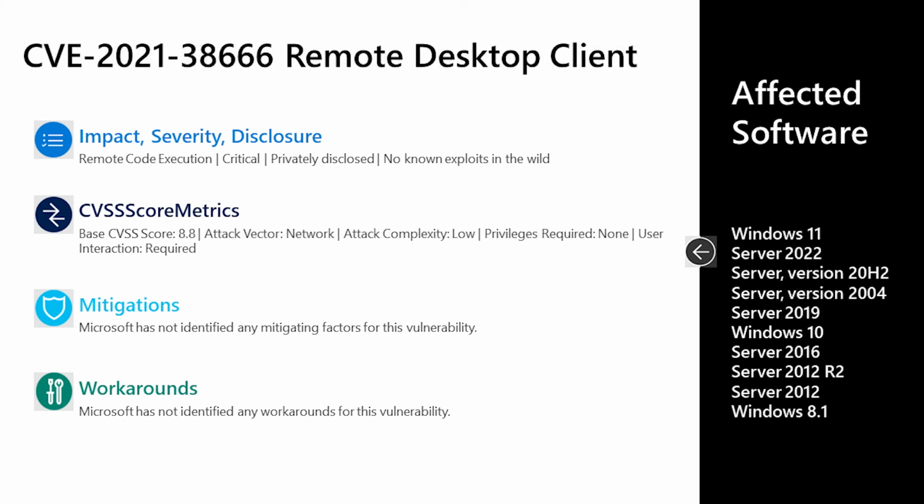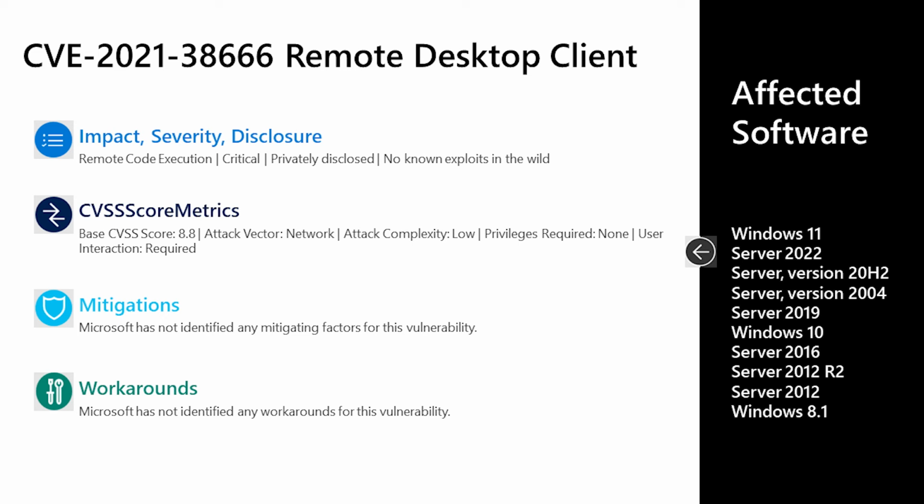And sticking with Windows, let's take a look at CVE 2021-38666, and this is another remote code execution vulnerability in the remote desktop client. This is another critical vulnerability, privately disclosed, no known exploits out in the wild. This has a base score of 8.8 on that scale of 10. And as we look at the vector strings, we can see that no privileges are required on this, but user interaction is required.